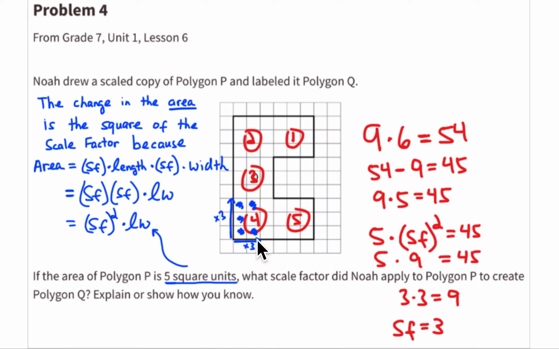So it's 3 times these 2 units gets you to 6, and 3 times these 3 units gets you to 9. 3 times 3 times 2 times 3. Oh, and you have to subtract the 1, so that gives you 5 square units.